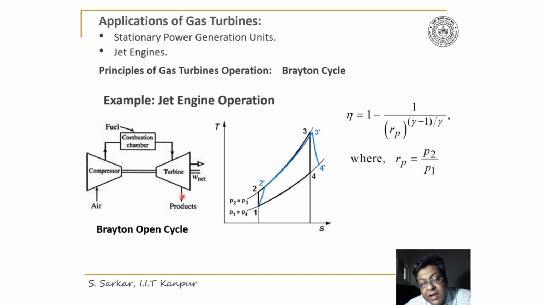and the rest part of the compressed air is exhausted through a nozzle to produce jet in case of a jet engine, or in case of a power plant or power generation unit, it is fully expanded in the turbine, and the part of the energy produced is extracted to run the compressor, and the remaining part is used to run the generator to produce power.